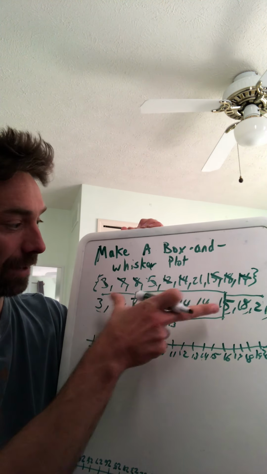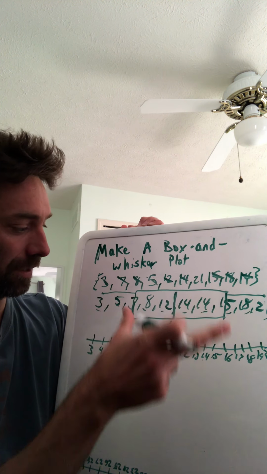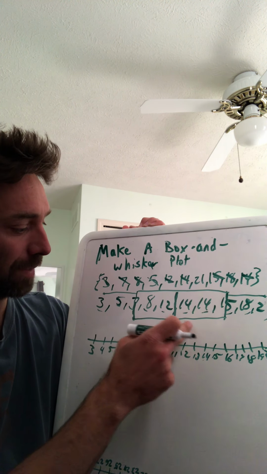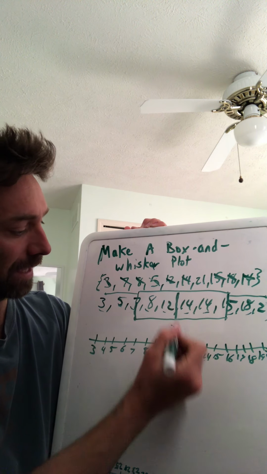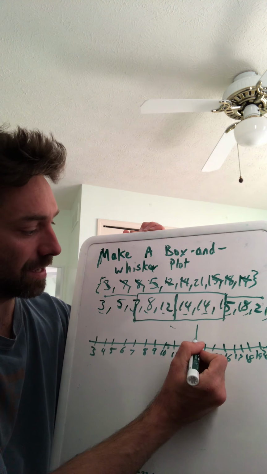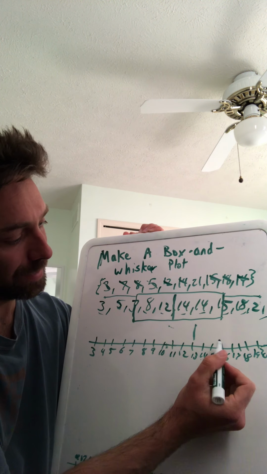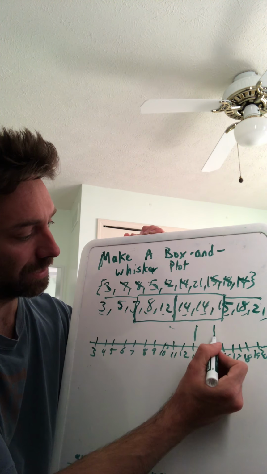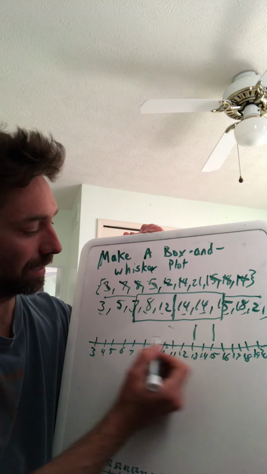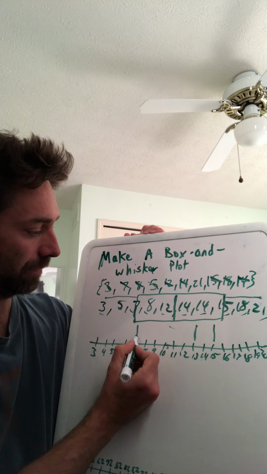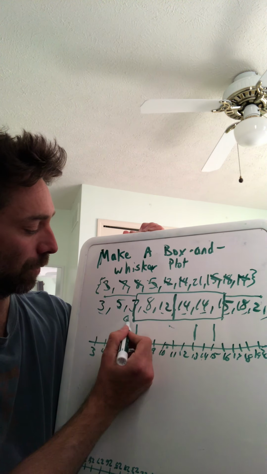Now I'm just going to take what I did on my numbers and transfer it down onto my box and whisker plot. So I have a line at 13. That's my median. I have a line for this upper median, which is actually our quartile 3, at 15. I have a line on the 7 for my quartile 1.